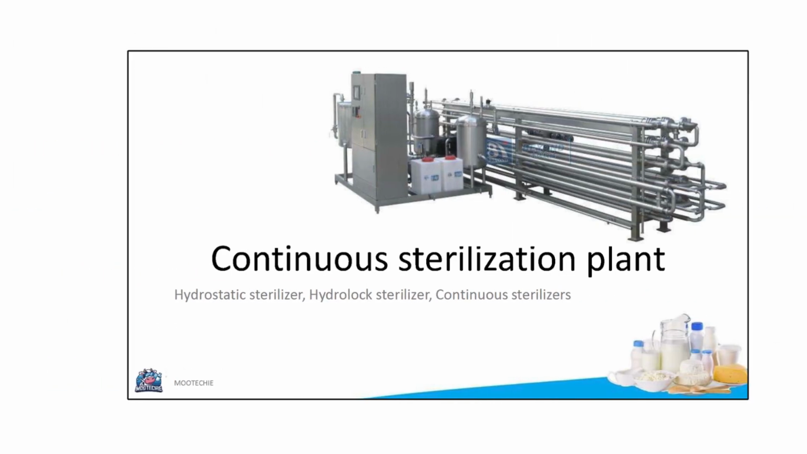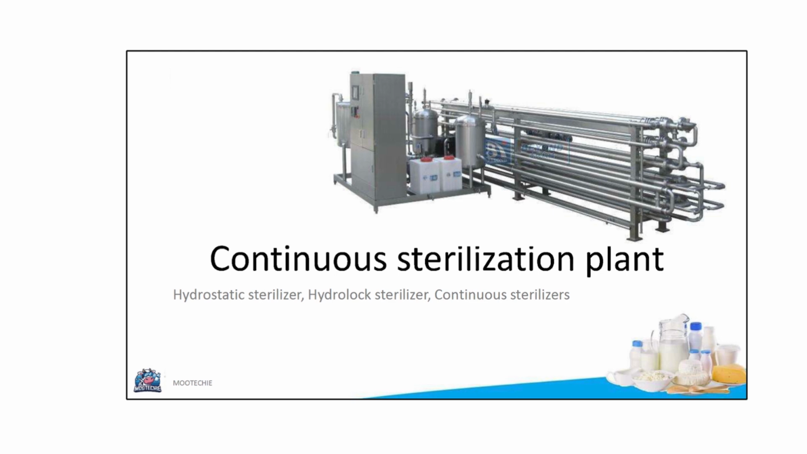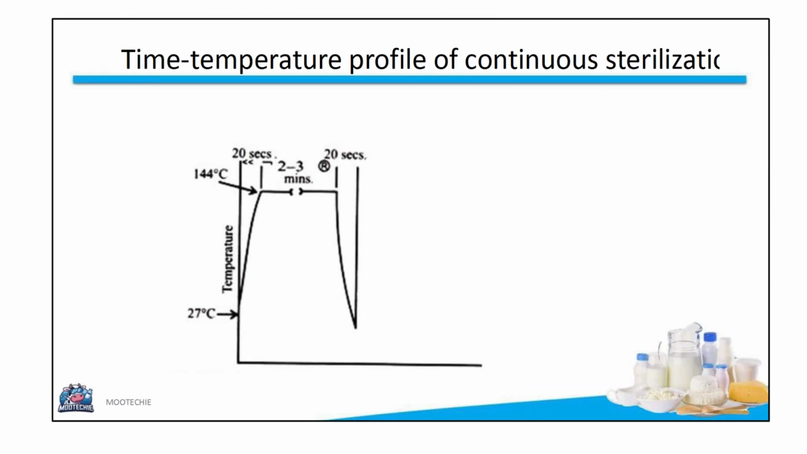Now let's turn our attention to continuous sterilization plants. These systems are designed for high-volume production and include types like the Hydrostatic sterilizer, the Hydrolock sterilizer, and other continuous sterilizers. The time temperature profile for continuous sterilization is very different from batch processing. It features a very rapid heating phase, reaching a high temperature like 144 degrees Celsius for a very short time, perhaps only 20 to 30 seconds, followed by a rapid cooling phase back to around 27 degrees Celsius. This is known as a high-temperature short-time process.